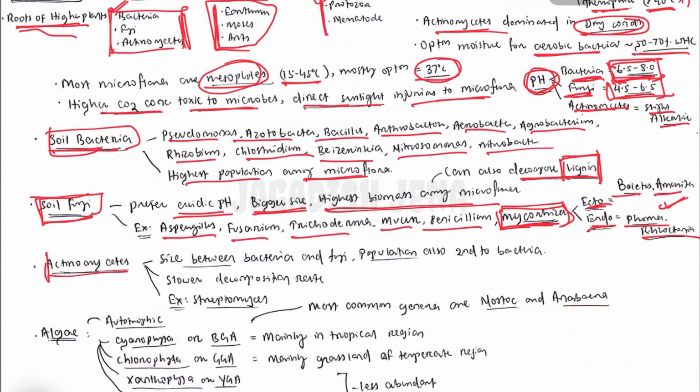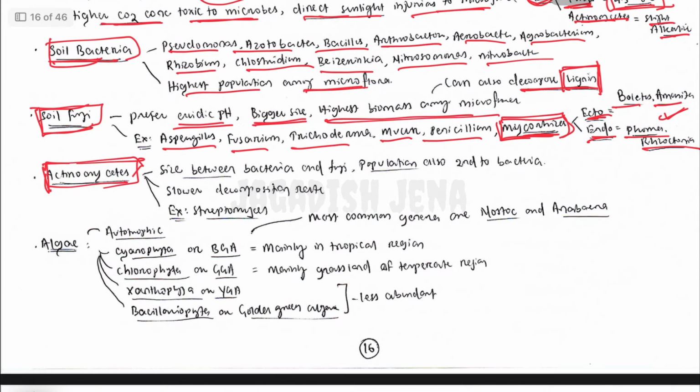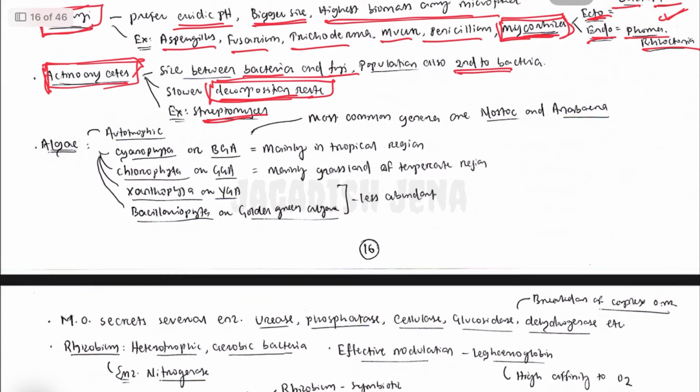Then actinomycetes. This is another group of microflora. Their size varies between bacteria and fungus, and population is also second to bacteria. The decomposition rate by actinomycetes is usually slower than bacteria and fungus. Example, Streptomyces.